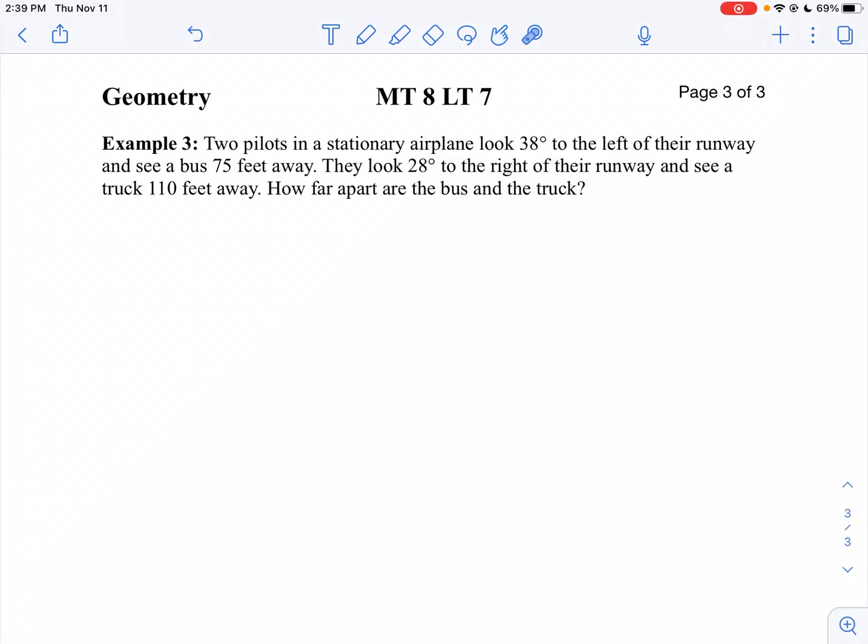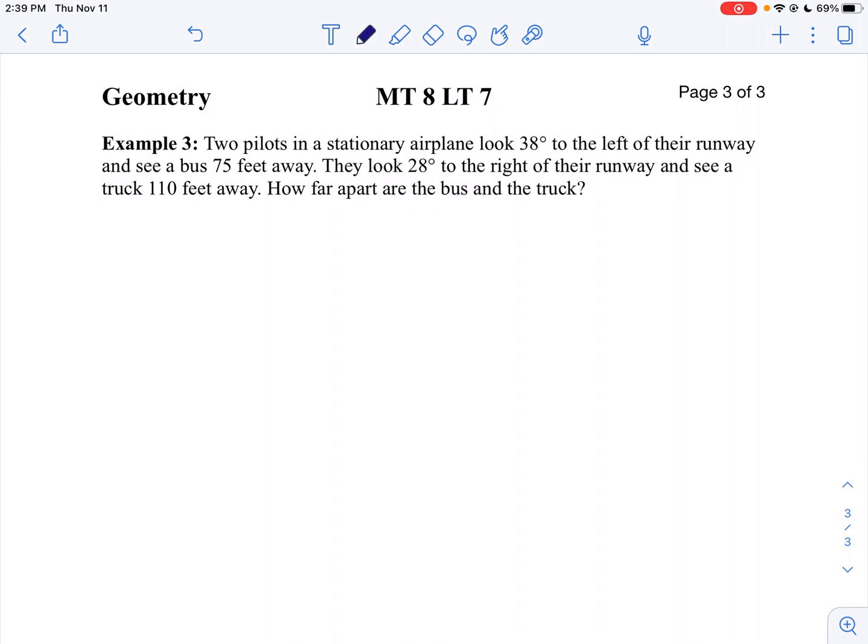In our last example we'll take a look at today, we have an application problem. It says two pilots in a stationary airplane look 38 degrees to the left of their runway and see a bus 75 feet away. They look 28 degrees to the right of the runway and see a truck 110 feet away. How far apart are the bus and the truck?